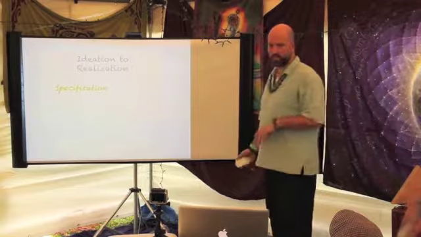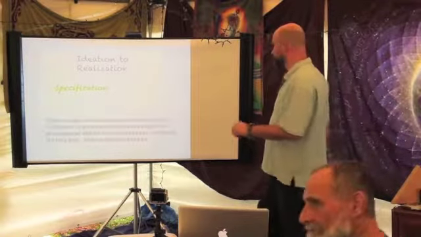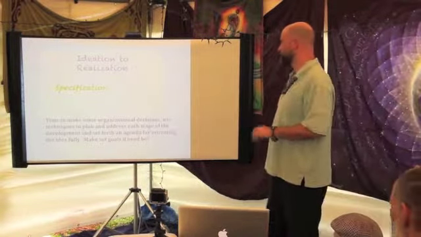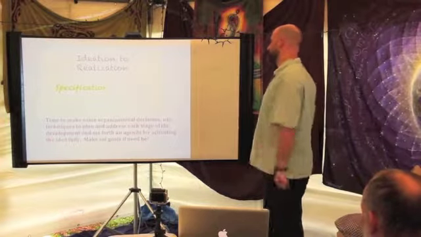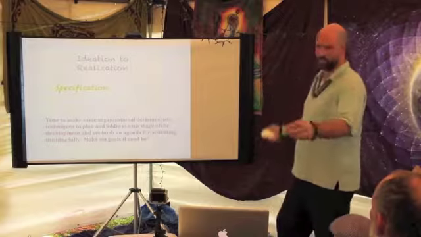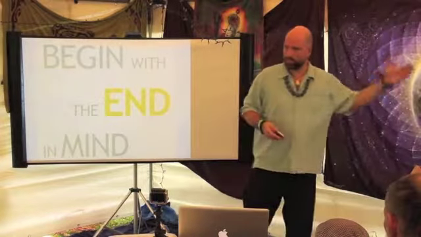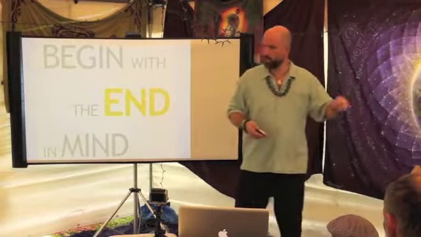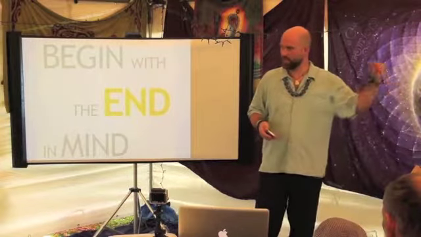Next thing, we're almost there, specification. So, time to make some organizational decisions. Use techniques to plan and address each stage of development and set forth an agenda for activating the idea fully. Make set goals if need be. So you engineer it backwards. And by doing that, you get a clear picture of what needs to be done, right?